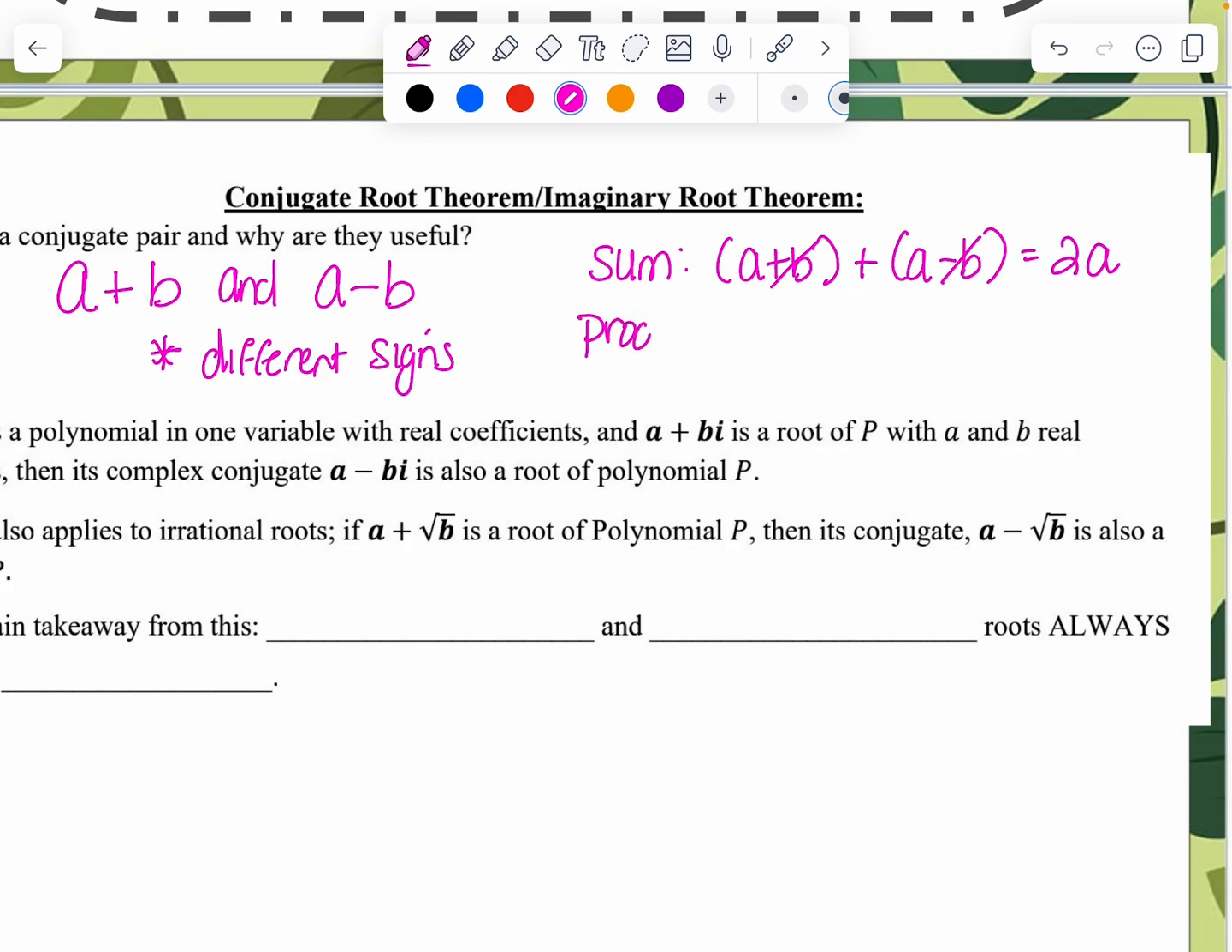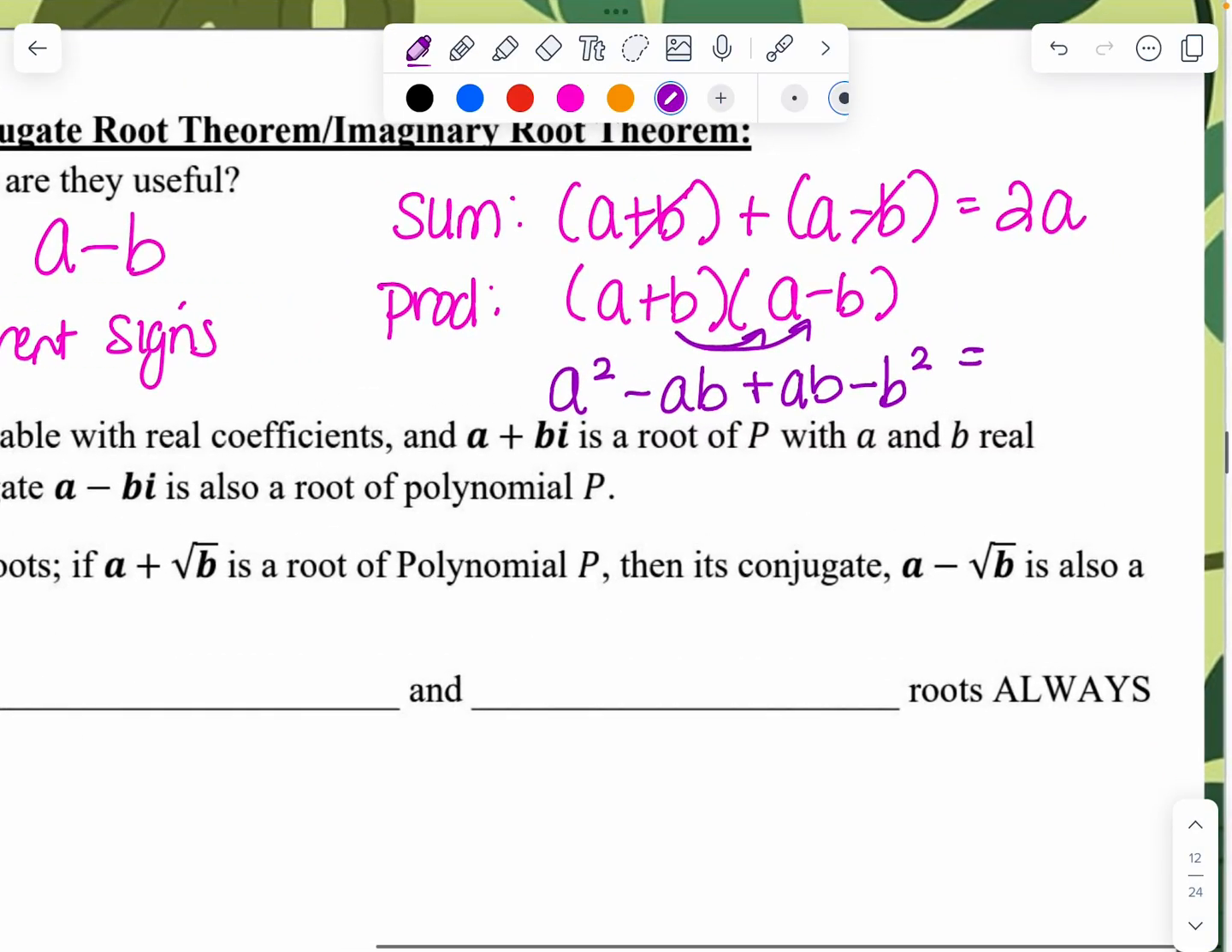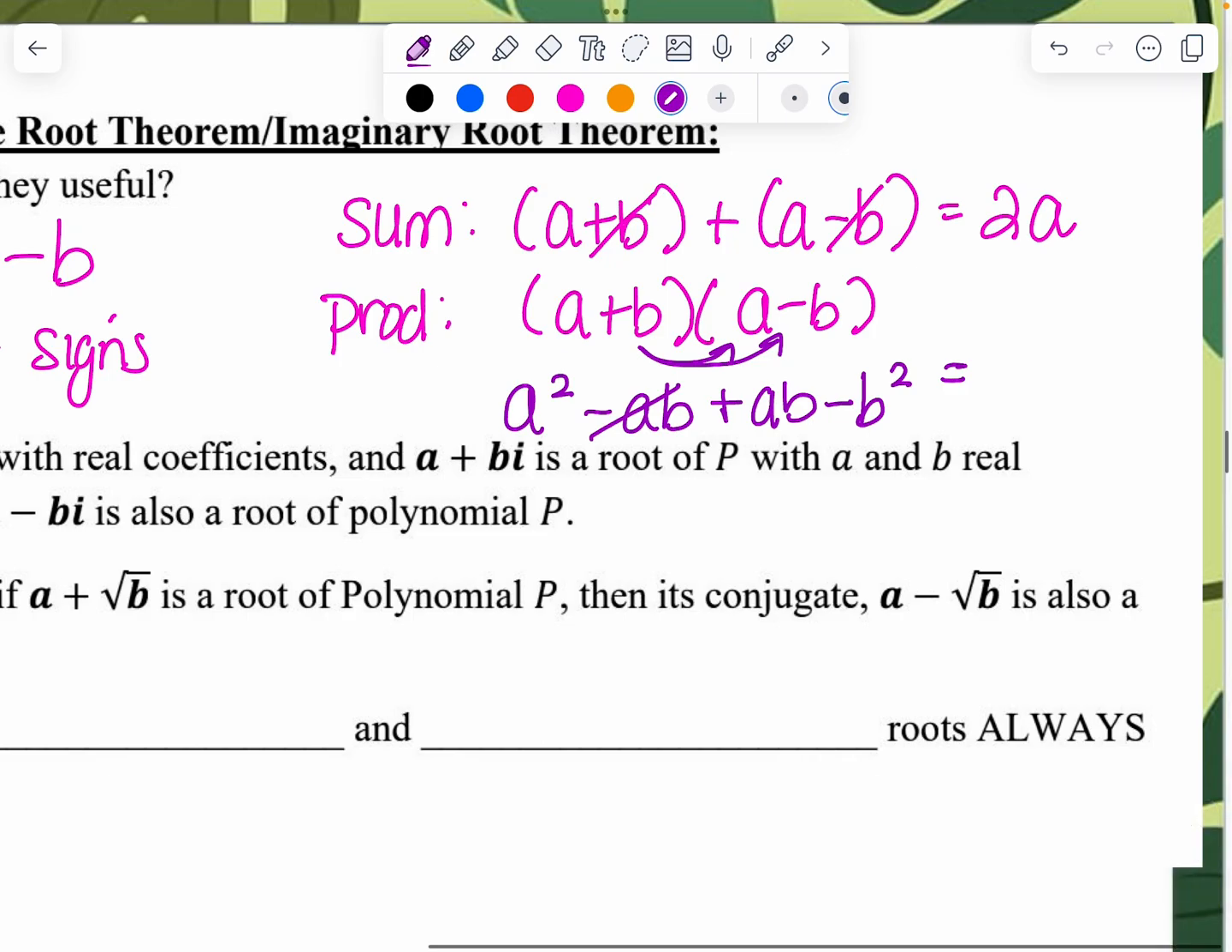And then same with the product. If I multiply a plus b times a minus b, it looks like this. A times a is a squared. A times negative b is negative ab. B times a is positive ab. And then b times negative b is negative b squared. So that all simplifies because I'm getting rid of this negative ab and this positive ab. It simplifies to a squared minus b squared, which you've seen before.